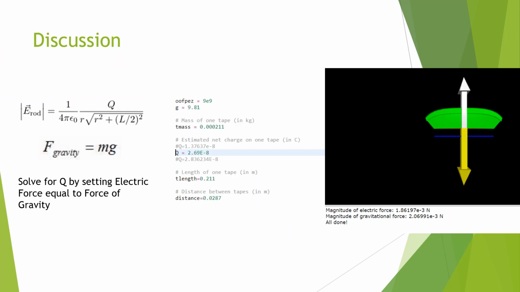So in order to determine the correct value of the charge, you get this equation, which is just the E field of a line charge, and then multiply it by Q, which is just the charge of the other tape, and then set it equal to the force of gravity, solve for Q, and I got 2.69 times 10 to the negative 8th. Using this value in my code, it produces a much more accurate value for the electric force. It is much closer in magnitude to the gravitational force.